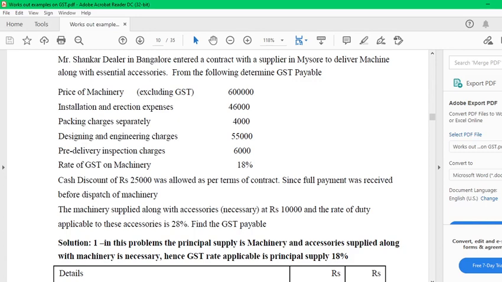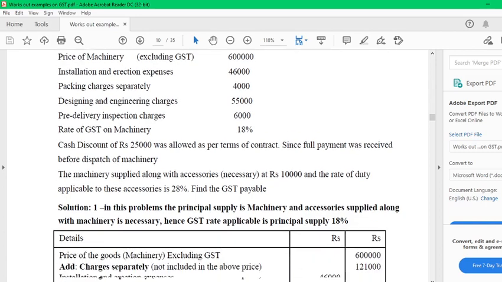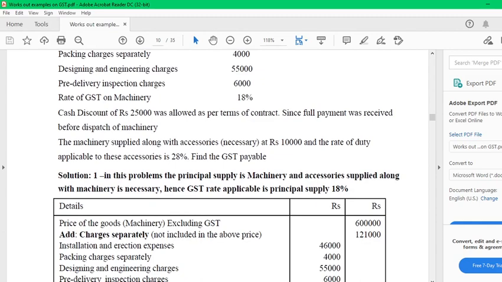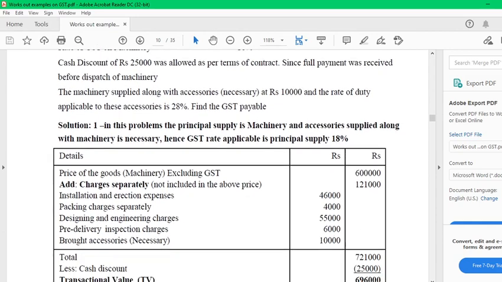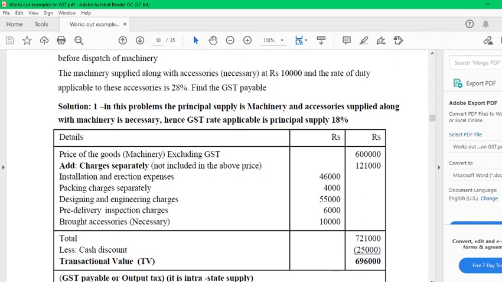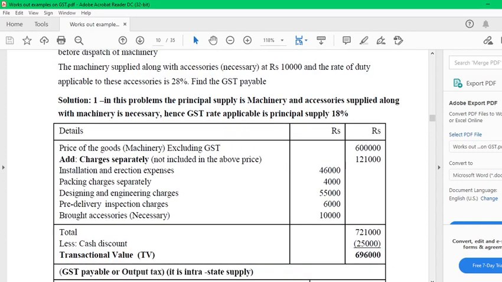However, for this movement of goods within the state, two GST rates are applicable, CGST and SGST. Two in the sense, as known in the model itself: one is the central government, another one is the state government. Let us take an example. Price of the goods 6 lakhs, charged separately: installation, packing, designing and pre-delivery charges.